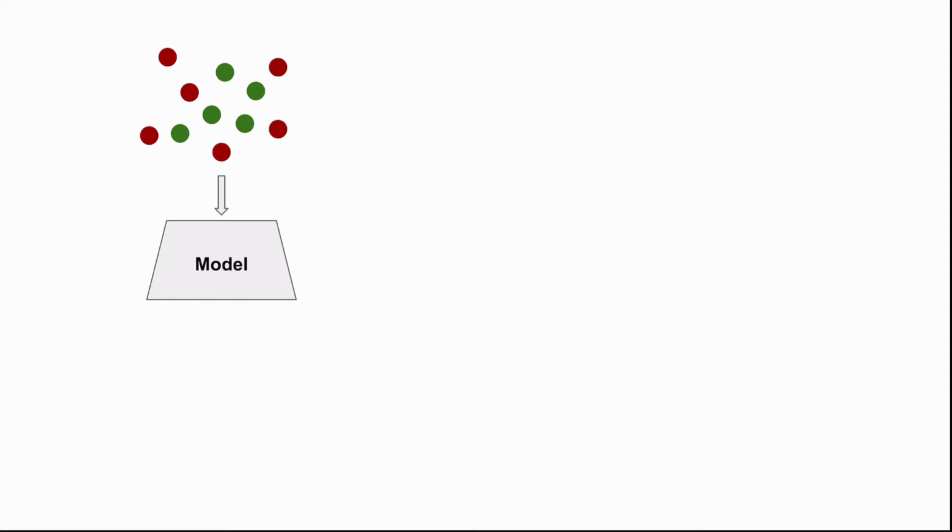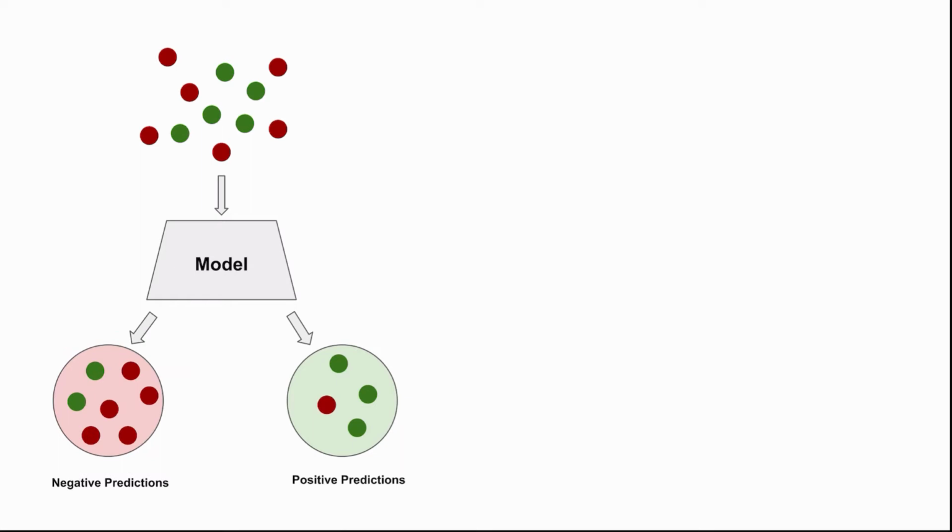For classification problems, we usually start out with some labeled data, so data that's either positive, in this case represented in green, or negative, represented in red. We put this data into a trained model, and this model either makes positive or negative predictions. Now, how do we evaluate this model's performance? For this, we can look at what's called a confusion matrix.